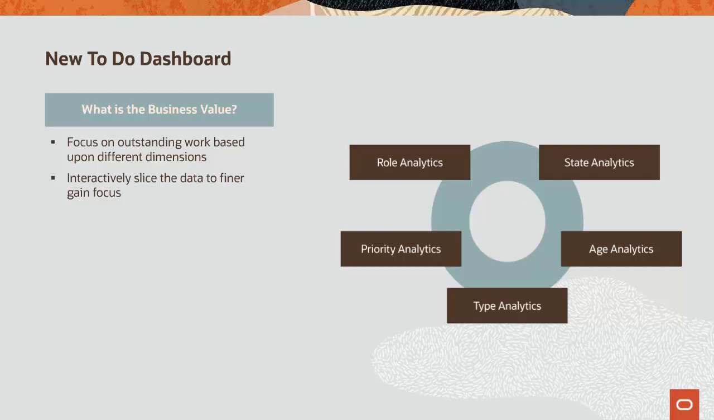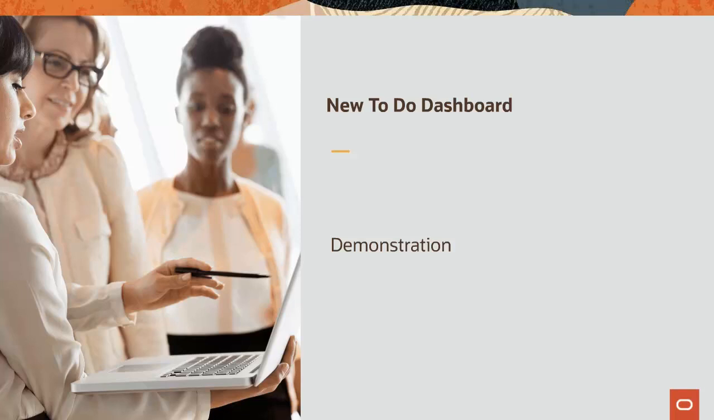The intent of the To-Do dashboard is to allow individual users to focus upon outstanding work using a number of dimensions to help scope work for managing to-do entries more effectively. This capability allows for analysis by role, state, priority, age, and type to provide finer-grained analysis focus. This demonstration will show how the To-Do dashboard enhancement can be used by your business.